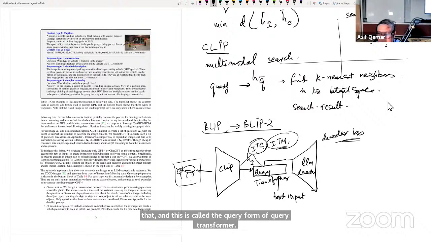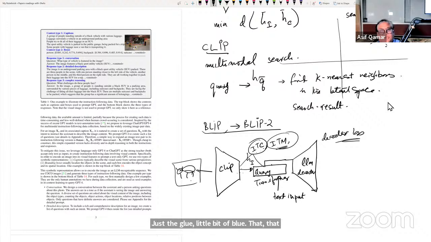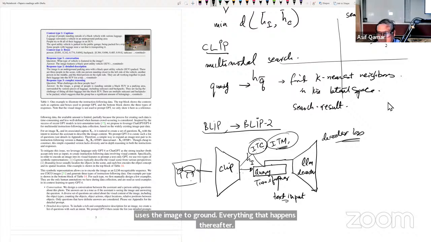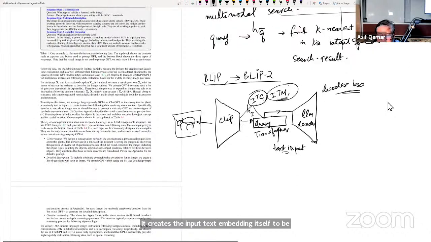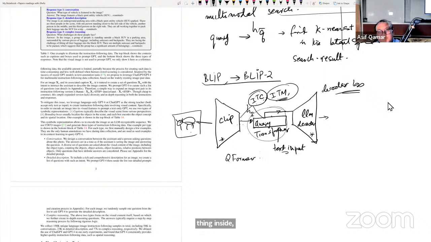just a little bit of glue that basically uses the image to ground everything that happens thereafter. It creates the input text embedding itself to be grounded in CLIP. So there's a bit of machinery here to deal with the internals, which I won't go into, but we'll stick to that. The bottom line is that when you create an architecture like that, you take a CLIP model off the shelf, or image encoder model, you take an LLM off the shelf, you keep them frozen, you don't change that, and you just train a tiny little thing inside, the query former, which has been colloquially called just the Q-Former now. You train the Q-Former, and basically this thing works very well.